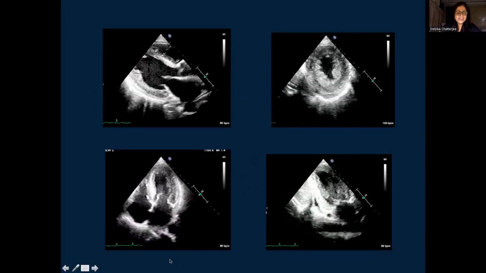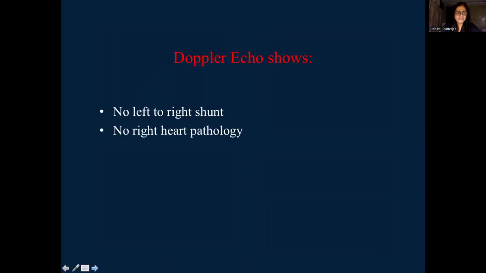Well, then what is it? So we go further and we do the Doppler echo. We rule out any left to right shunt. We rule out any right heart pathology. But as we do the Doppler for assessment of diastolic function, we see that the patient is suffering from diastolic dysfunction with elevated LV filling pressure.